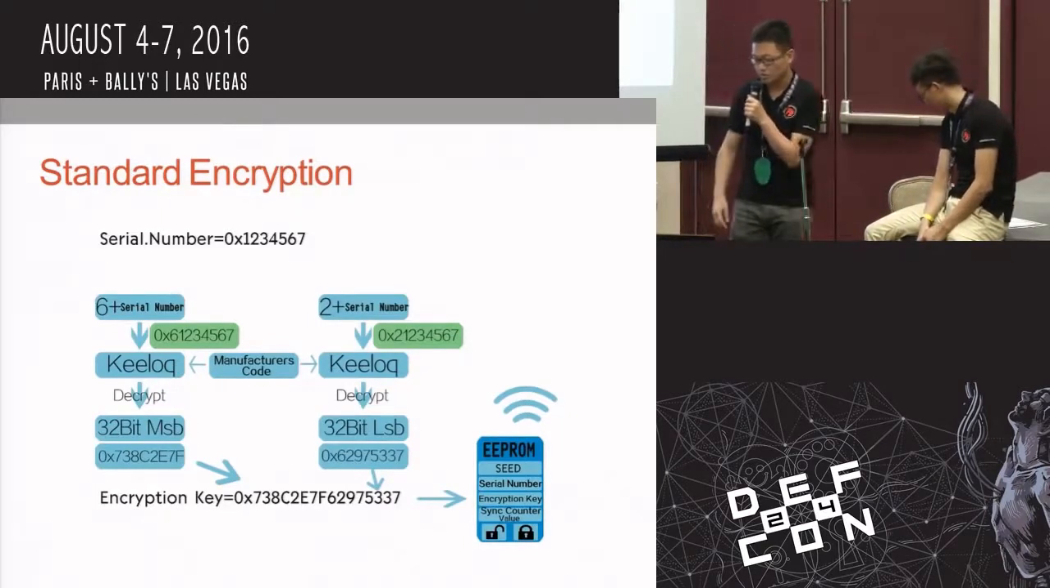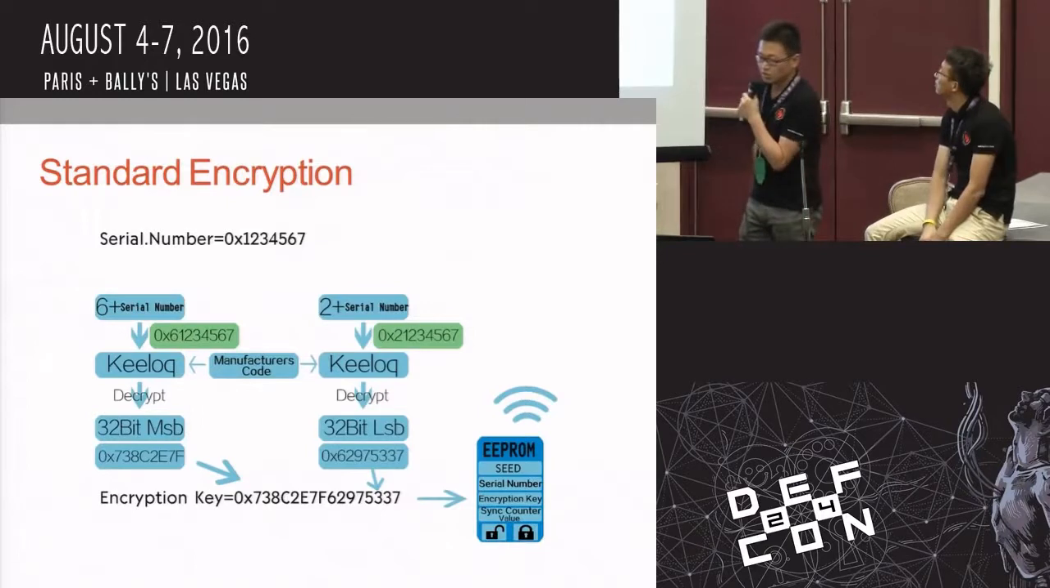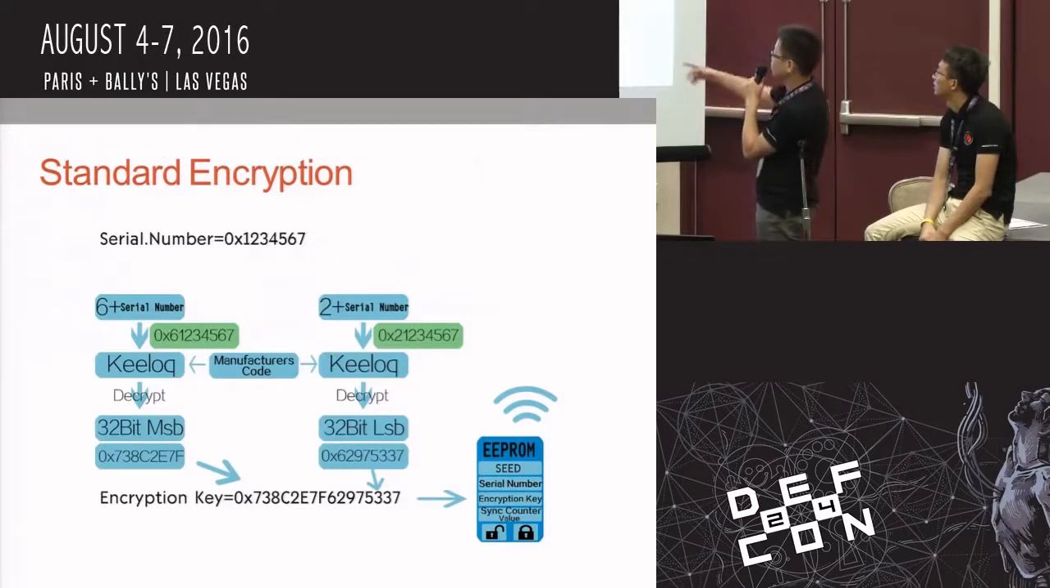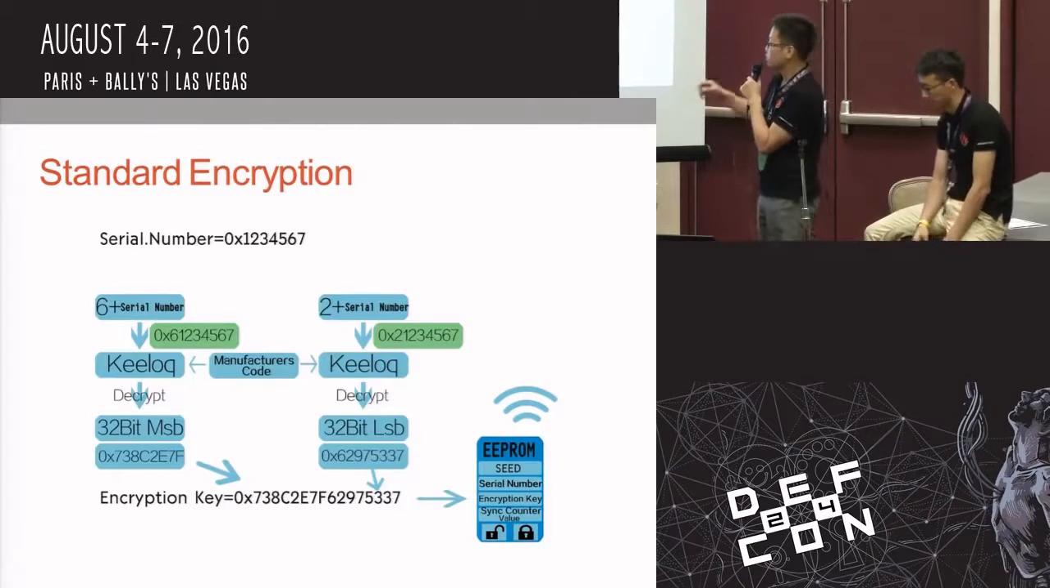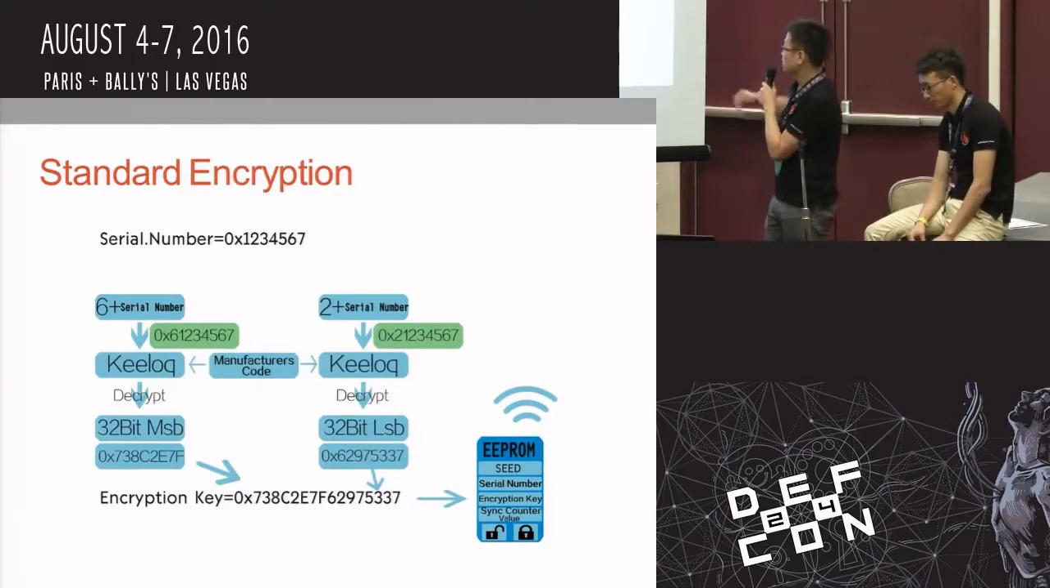Next is standard encryption. They use the serial number to get the encryption key. First, they use the serial number, the keeloq algorithm and the manufacturer's code to decrypt, and they get the 32-bit MSB. And then in the same way they get the LSB, and now they get the encryption key.